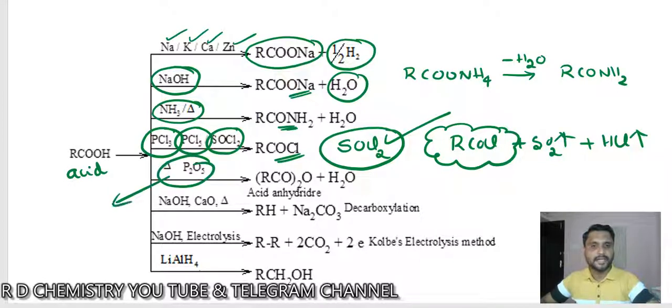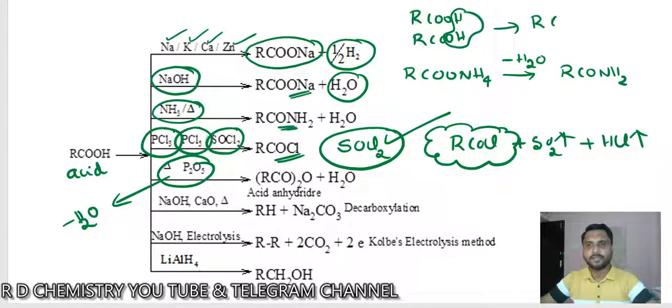P2O5 is a dehydrating agent. It removes a water molecule from two carboxylic acid molecules. If I write RCOOH twice, there is an intermolecular dehydration taking place to give (RCO)2O, with the oxygen attached like this, right? So P2O5 is a dehydrating agent.